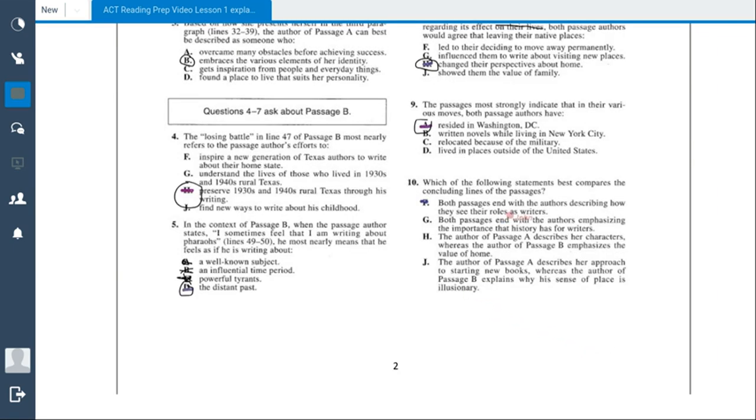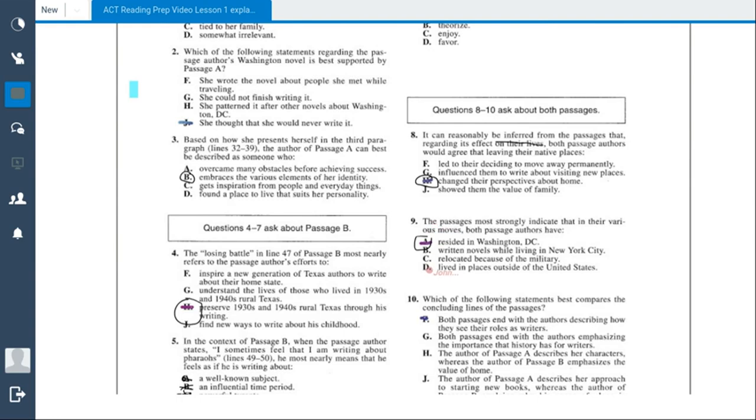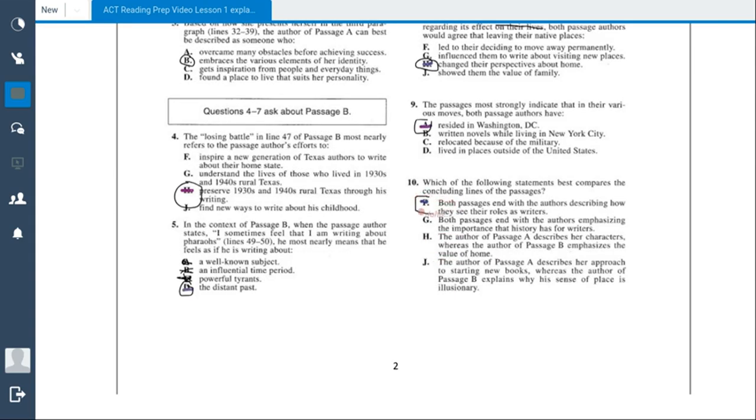Which of the following statements best compares the concluding lines of the passage? They're both talking about how they describe themselves and their roles as writers, and we actually wrote that in our passage map. So the answer for that one is F.